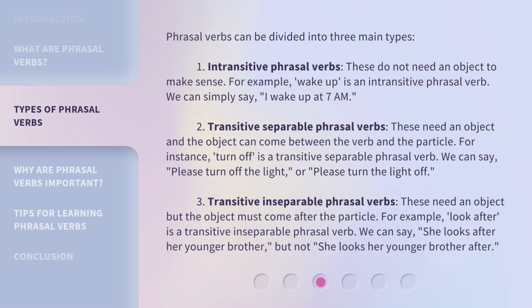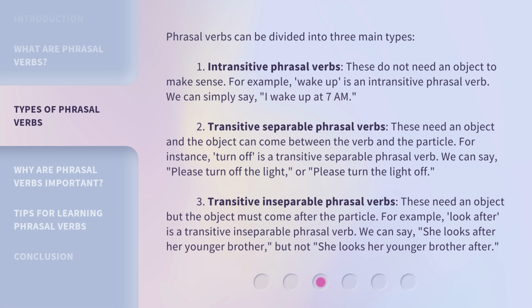2. Transitive separable phrasal verbs. These need an object and the object can come between the verb and the particle. For instance, "turn off" is a transitive separable phrasal verb. We can say, "Please turn off the light," or "Please turn the light off."